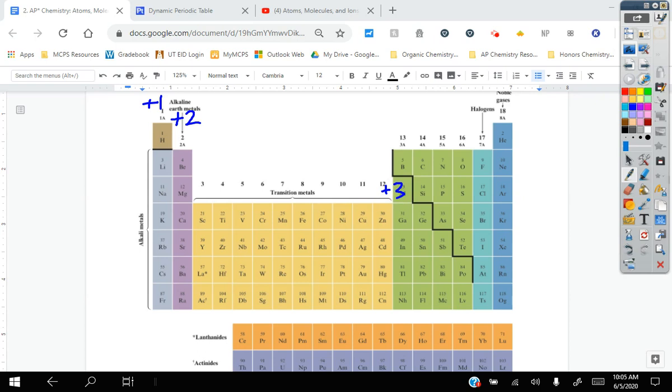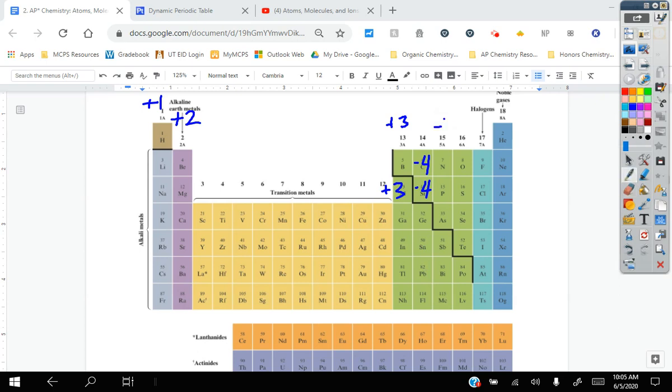Boron's an interesting one. We're not really sure about the charge of boron, but we could assume a +3 for now as well, even though it's to the right of that staircase. It could also have a -3 oxidation state depending on what it's bonded to. Carbon and silicon are typically -4 because they have 4 valence electrons, but some of these ones down here can have +4 oxidation states. They also can have +2 oxidation states, but that's for another discussion.